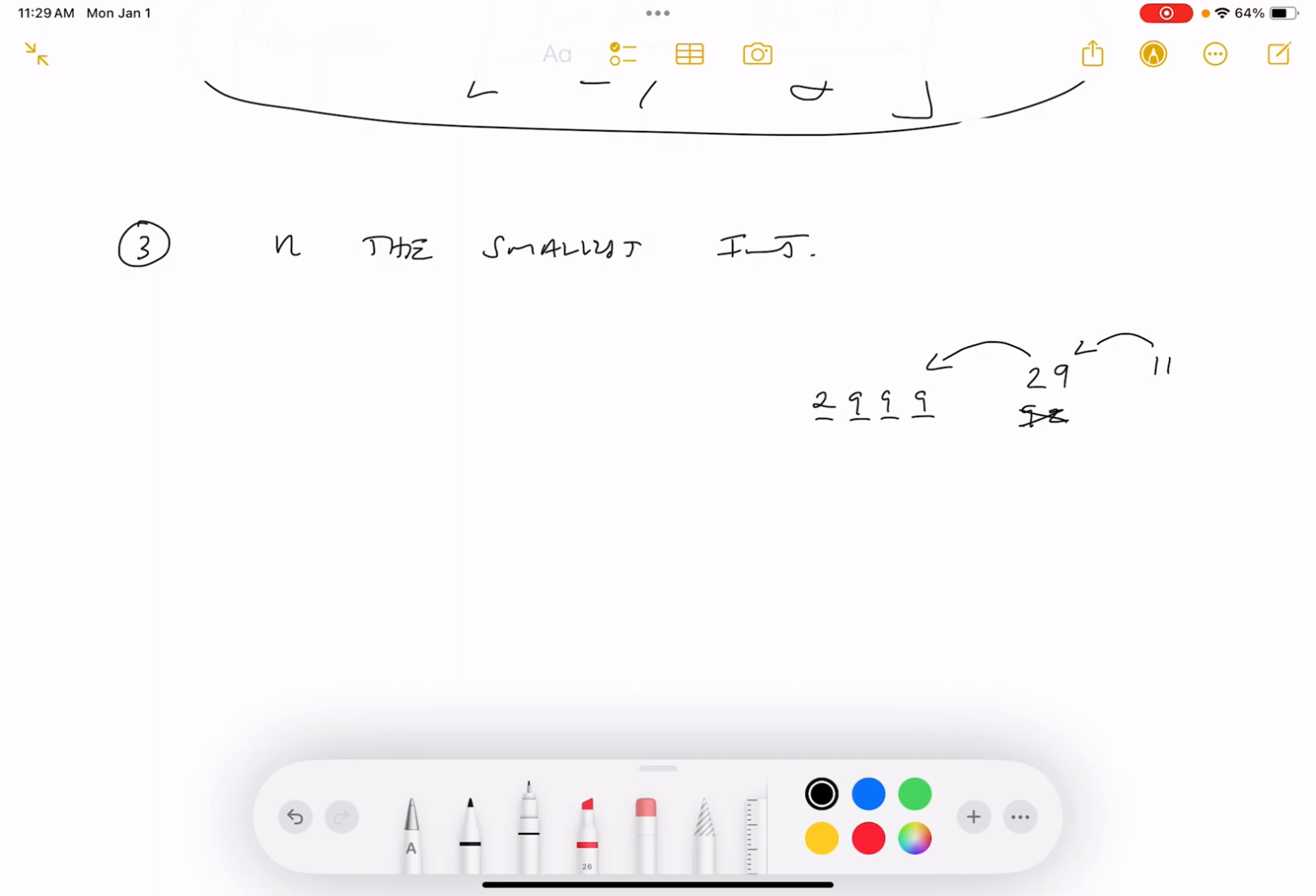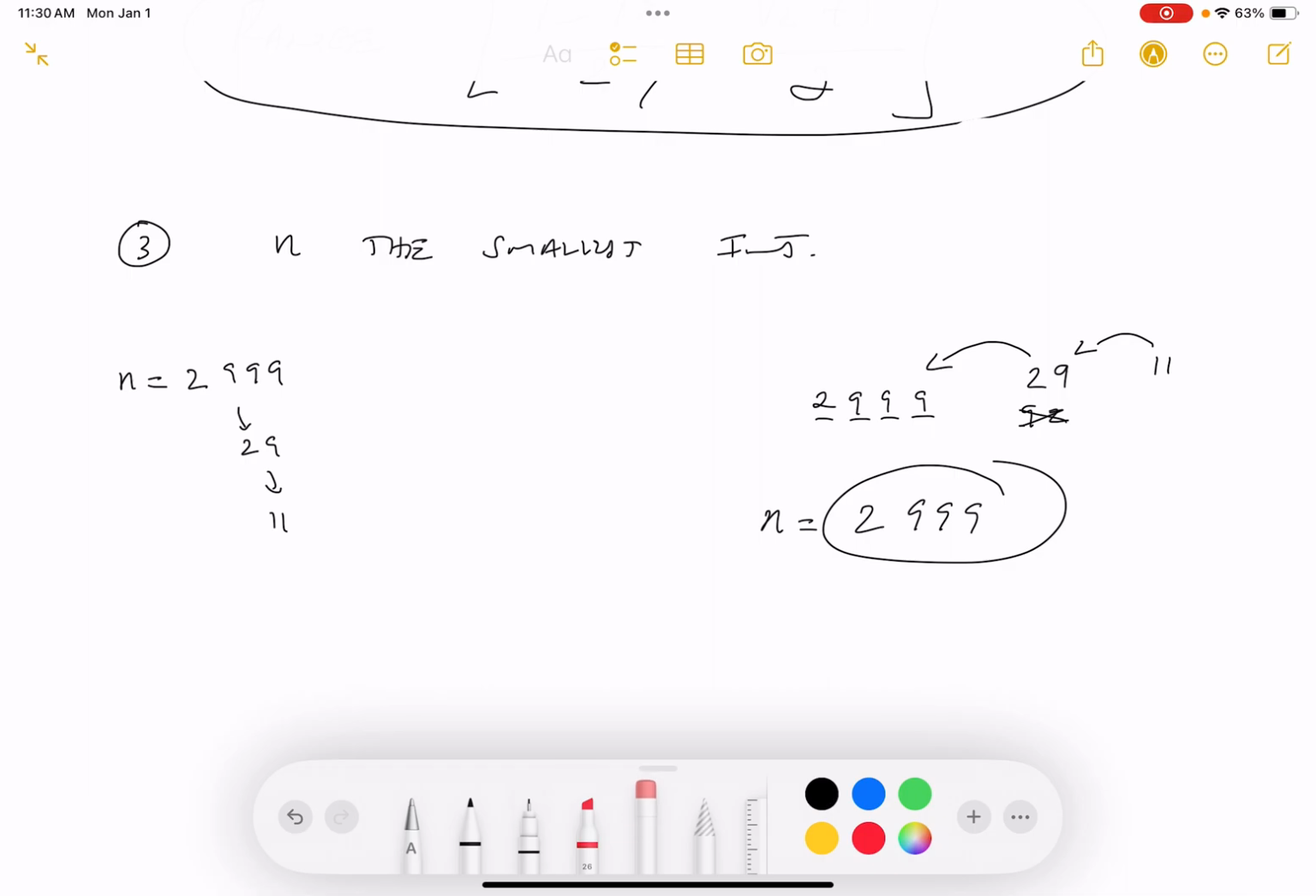All right? So if I start out with n equals 2,999, the sum of its digits would be what? 29, right? And the sum of its digits would be 11, which is what they said it is. So what's the number over here? N has to be 2,999. Let me go back and read that again and see. You know what? I don't think they asked for that, but I'll go. I know n is 2,999.